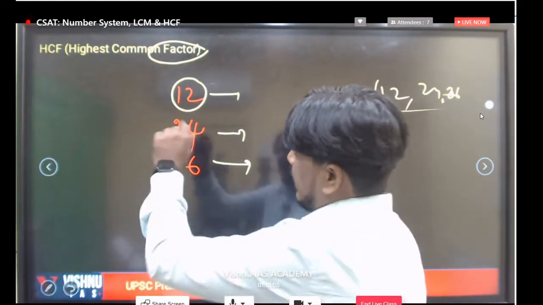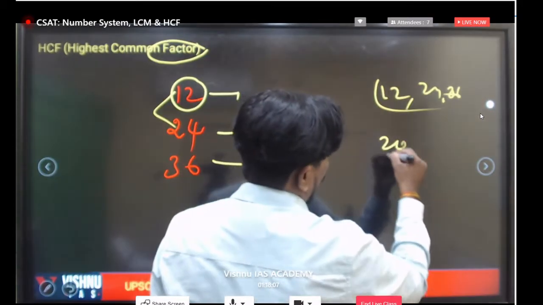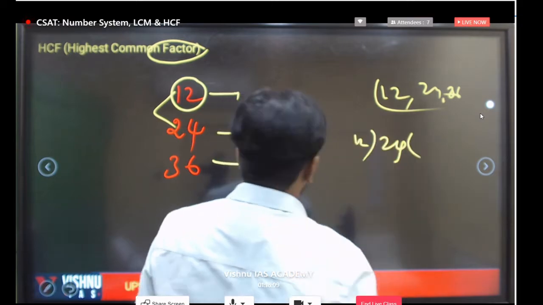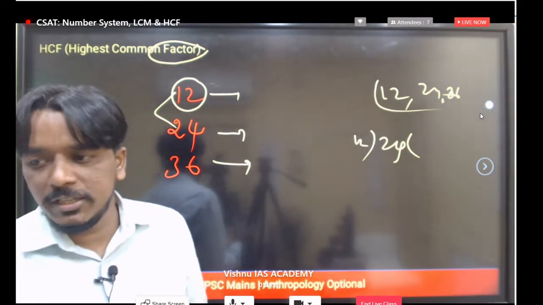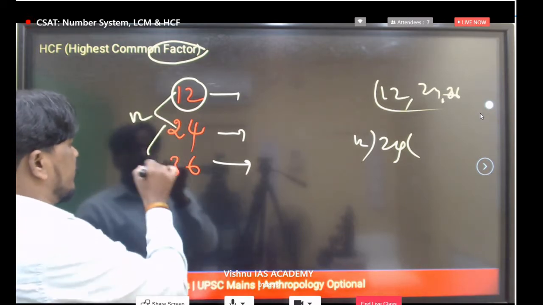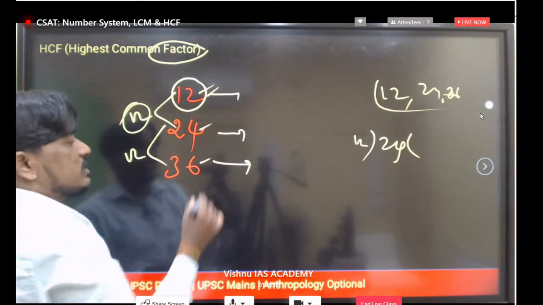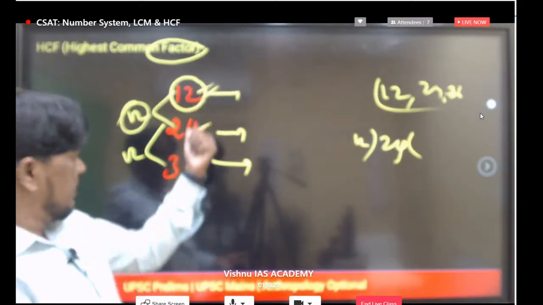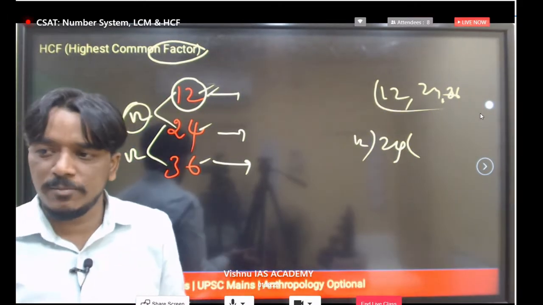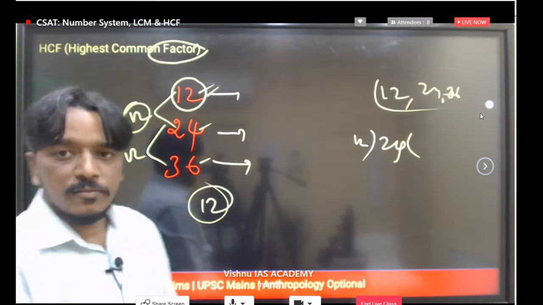Or otherwise you can take the difference of the first two numbers. Or division also we can do, 24 divided by 12. Like this we have different kinds of methods. So here the difference is 12. Here the difference is 12. We just have to check whether this 12 is divisible, whether 12 is a multiple of all these three or not. Definitely it is. You can take 12 as the HCF for these numbers.